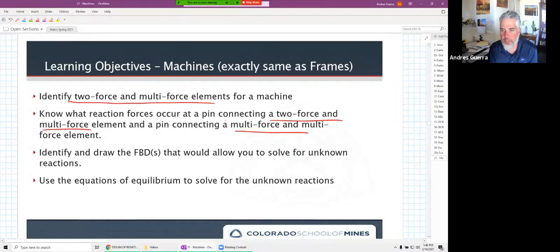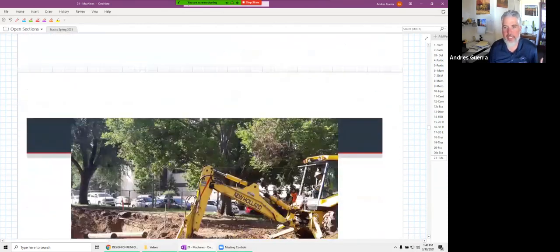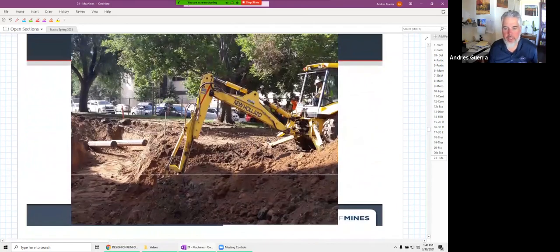If it's a two-force and a multi-force, anytime we have a two-force, we know the line of action. If it's a multi to a multi, it's an X and a Y component. And then identify and draw FBDs and use the equations of equilibrium to solve. So same exact things. Now, a machine and a frame, the analysis procedure and our objectives are exactly the same. A machine, I think, typically has moving parts, where a frame doesn't necessarily have moving parts.